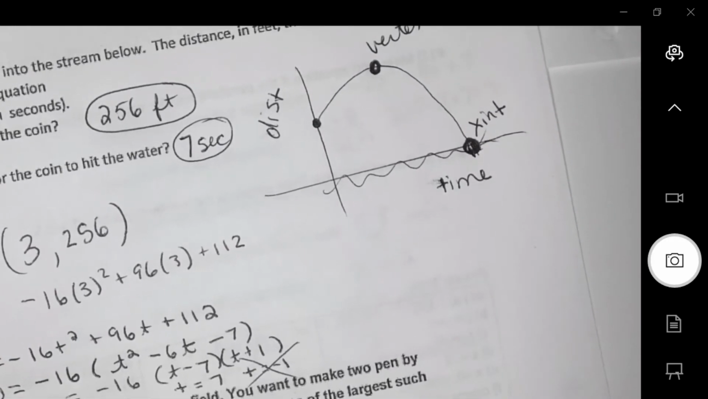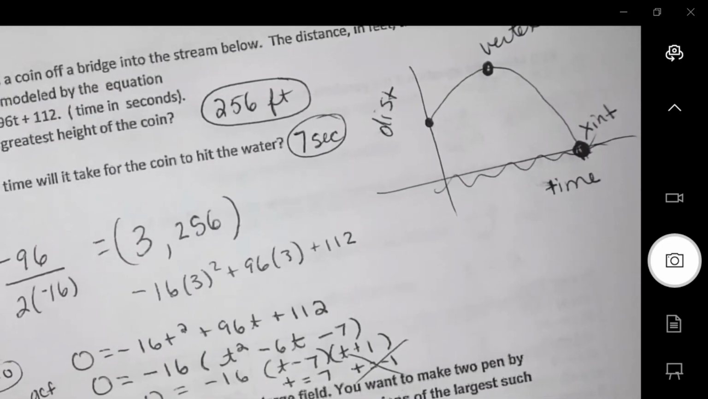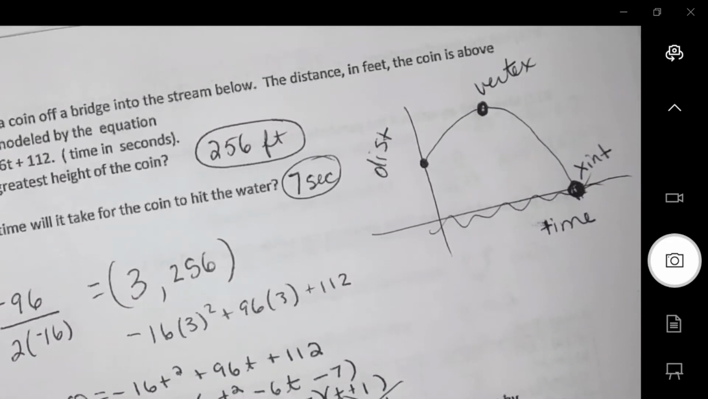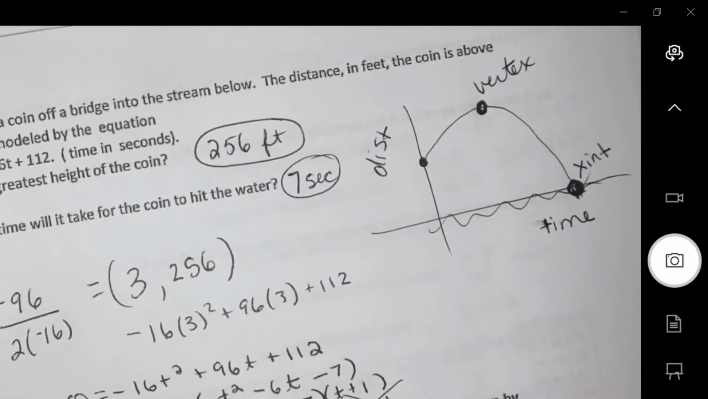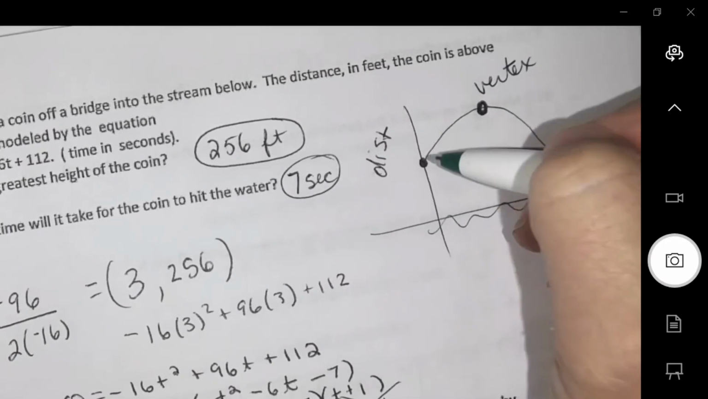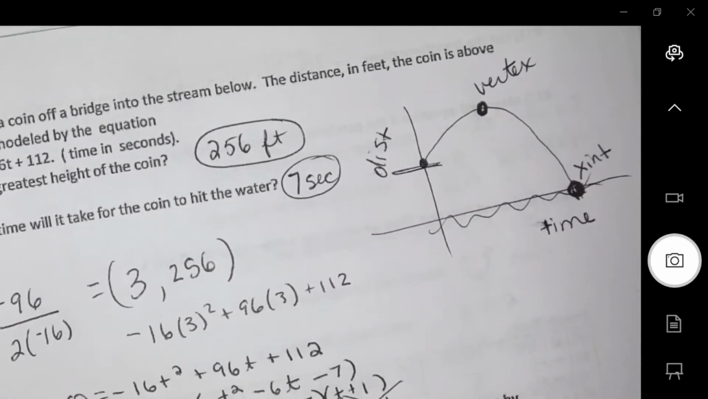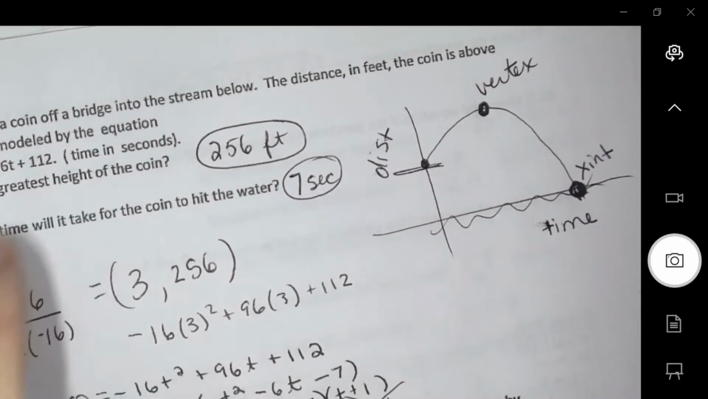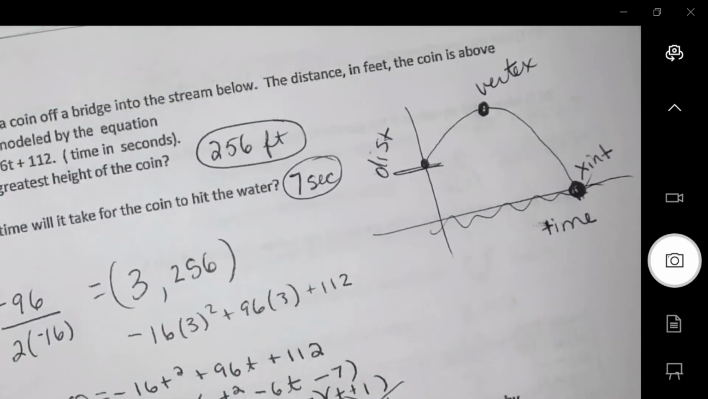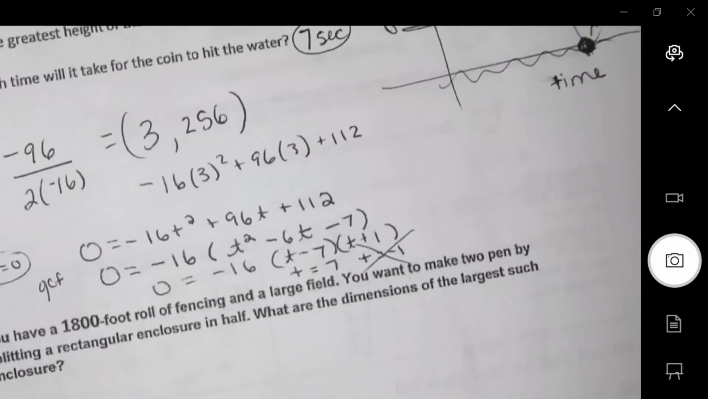One other question I might say is, how high is the bridge? How high is the bridge that you're throwing it off of? 112 feet. 112 feet is the height of the bridge, because this is you standing on a bridge right there, which is the y-intercept, which is 112. Okay, so you can see how everything we've done can be put into context.